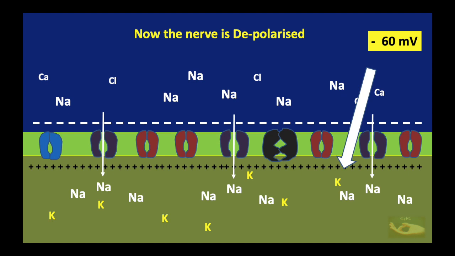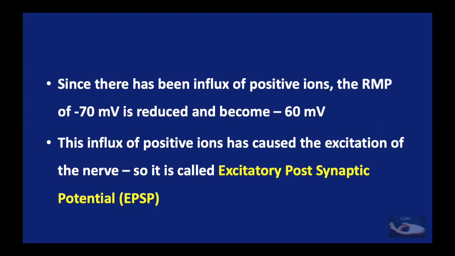But if the electrical gradient is measured, it would be about minus 60 millivolts, and this cannot initiate an action potential because the threshold for action potential initiation is minus 55 millivolts. So this stimulus has been a sub-threshold stimulus. Since there has been an influx of positive ions, the resting membrane potential of minus 70 millivolts is now reduced and has become minus 60 millivolts.